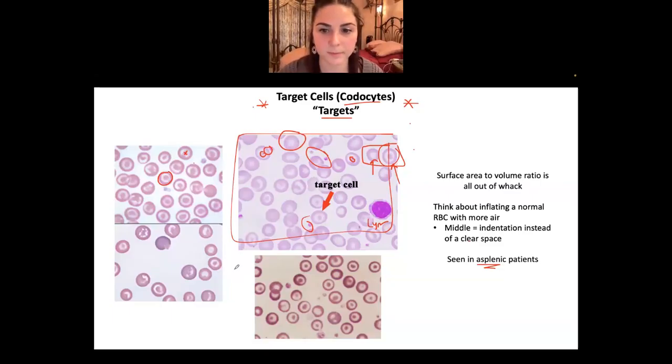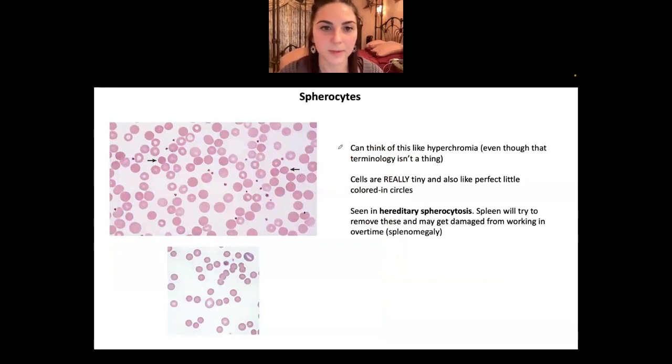Okay. Good on target cells. Spherocytes. So spherocytes, there's a hereditary condition that you guys will get in hemonc. Don't worry about this for your exam this year. They will not ask about this, but you will probably get a question on this next year in hemonc. So it's called hereditary spherocytosis.